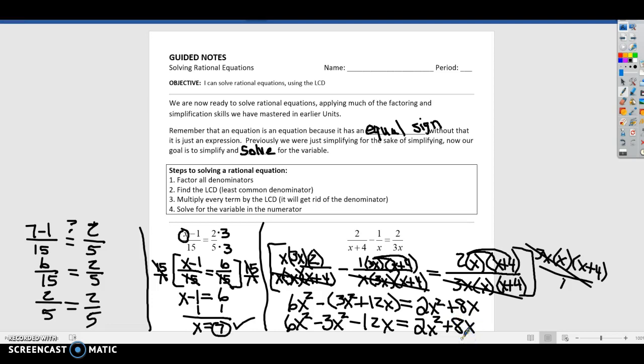Okay? Since I'm running out of room here, I don't want to change screens just yet. So I'm going to draw a line here, and I'm going to come right up here. Hopefully, you guys can see this all right. So I've got 6x squared. I'm going to go ahead and combine that.